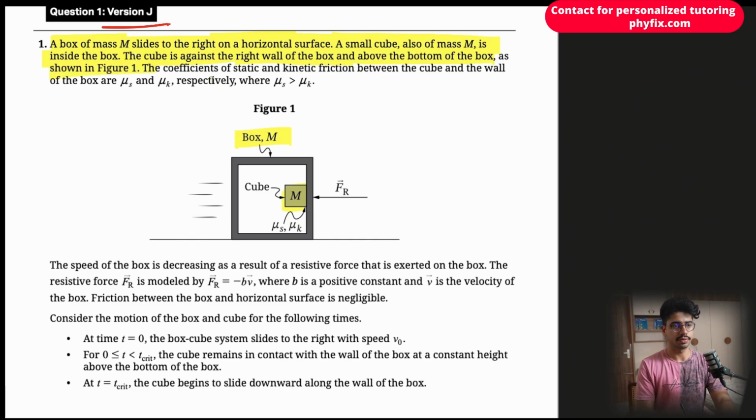As shown in the figure, the coefficients of static and kinetic friction between the cube and the walls of the box are mu S and mu K respectively. They mentioned that the coefficient of static friction is more than the kinetic one. So mu S is greater than mu K.